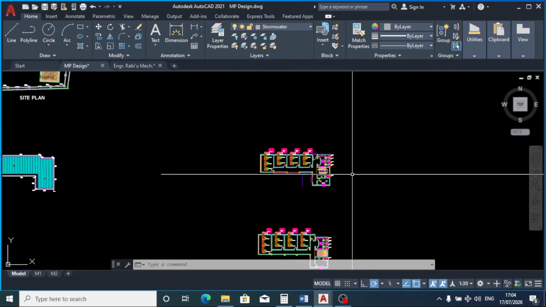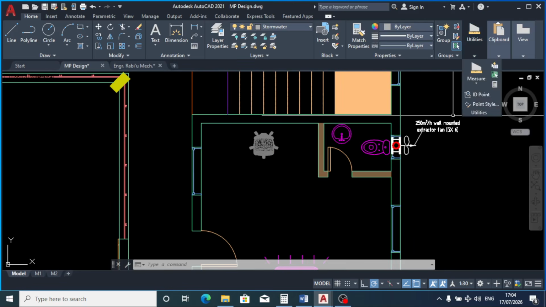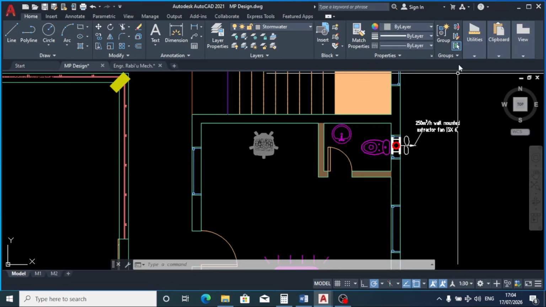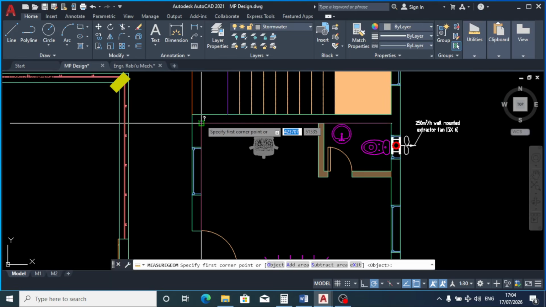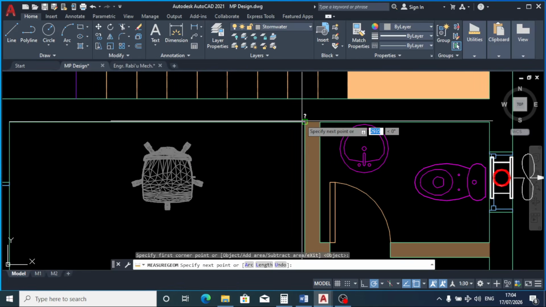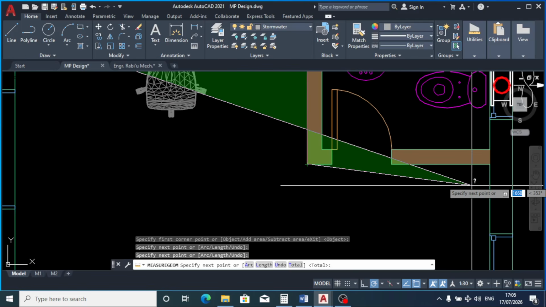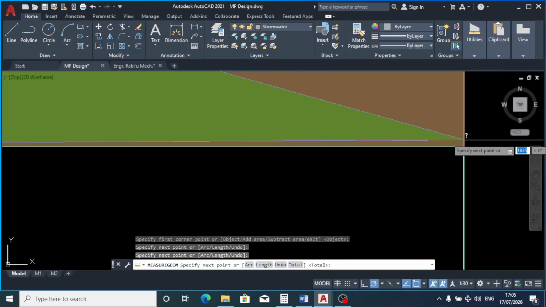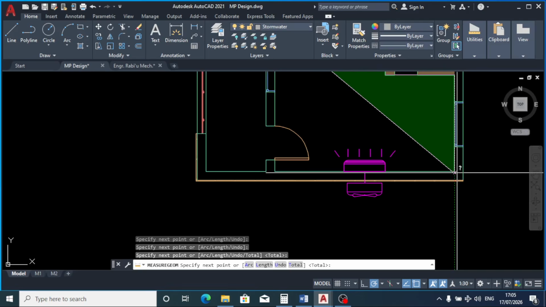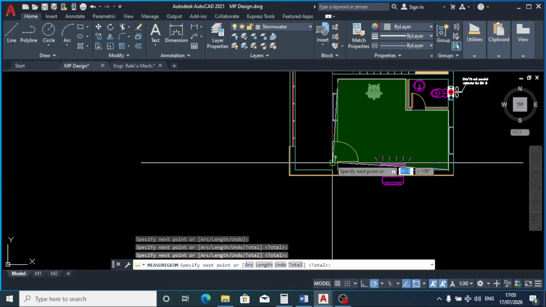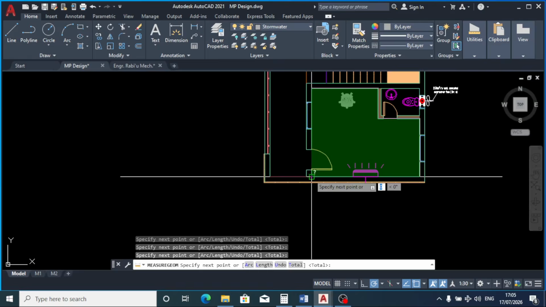Now the next office. I'm cutting corners because I don't want to include this toilet. That is one good thing about this measurement tool. Yes, everywhere is covered.